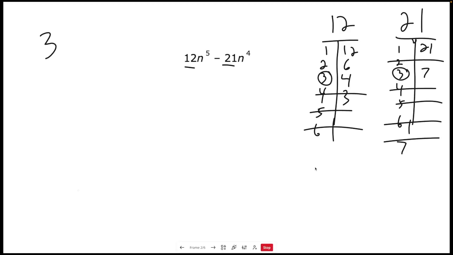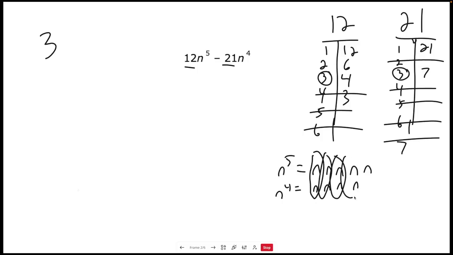And now we look at the variables here. So we have n to the 5th, so here is 5 n's. N to the 4th, 1, 2, 3, 4. And now we need to pair them. So this is a pair, this is a pair, this is a pair, this is a pair. And there are no more pairs, right? Because this last n can't be paired. So our greatest common factor is 3n to the 4th, right? Because we had 4 pairs down here. So the way we write our answer is 3n to the 4th, parentheses.